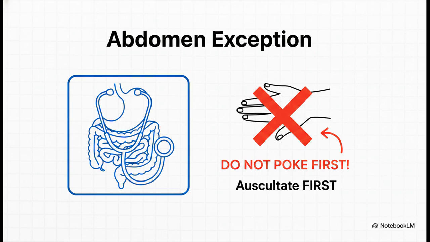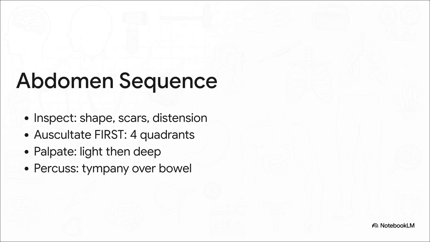So the crucial point is, as we transition down to the digestive system, we have to flip our standard protocol. Remember that abdomen exception we mentioned earlier? Because we really do not want to artificially stir up the patient's bowel activity, we have to stay disciplined. We have to actively stop ourselves from poking and prodding first and let the stethoscope do the initial investigative work right after we look. So the specific sequence looks exactly like this.